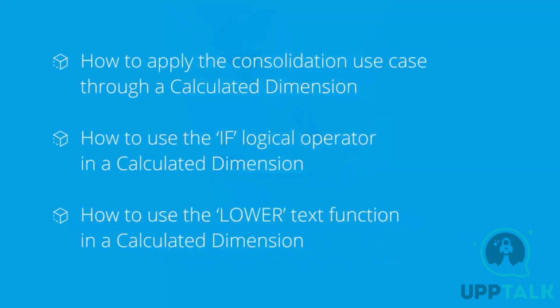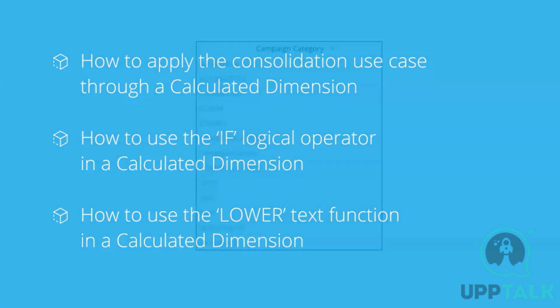So let's look at a logical condition where we have used an if and a lower, and let's see what is the use case in which we are doing it. Simultaneously, we will see this in Datorama as well. So here we will see how to use an if logical operator in a calculated dimension along with a lower text function, and why we need it as well.